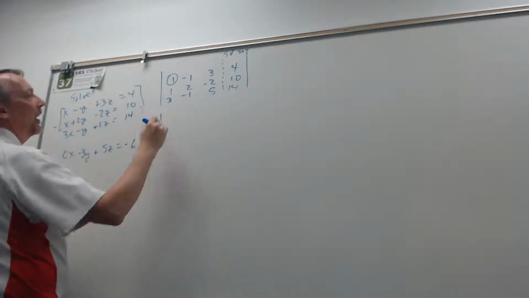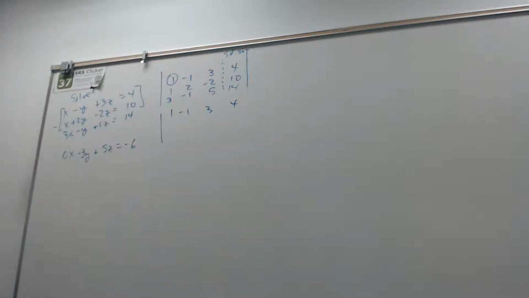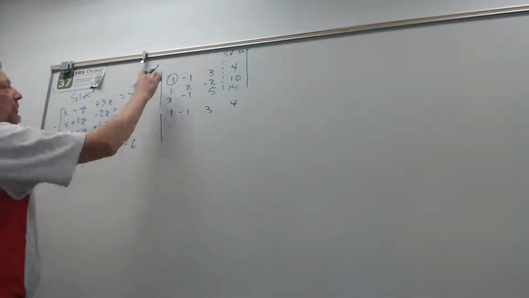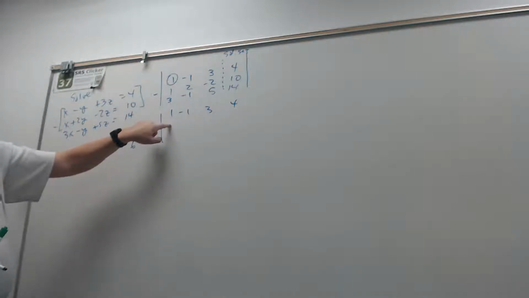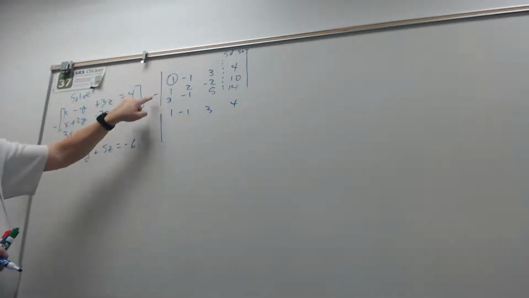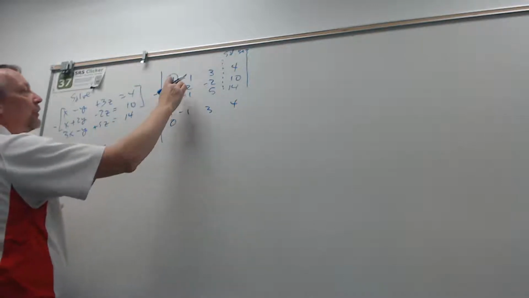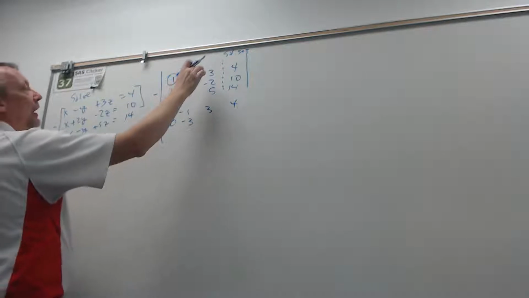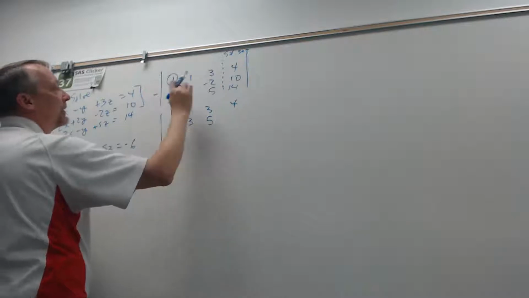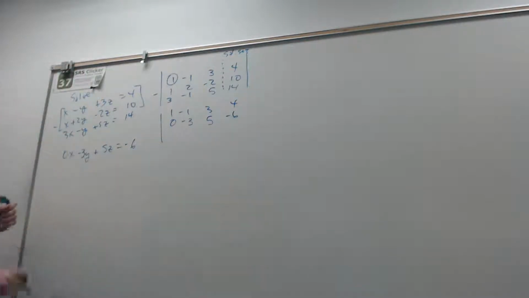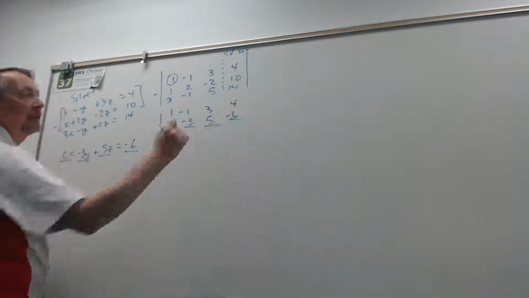Okay, now the idea here is I can do the same thing. I'm going to rewrite the top row: 1, -1, 3, and 4. Just rewriting it. Now I'm going to subtract the second row and write the answer on the second row. 1 minus 1 is 0. -1 minus 2 is -3. 3 minus -2 is 5. 4 minus 10 is -6. So I've got the same thing here as I do here. Do you see that?